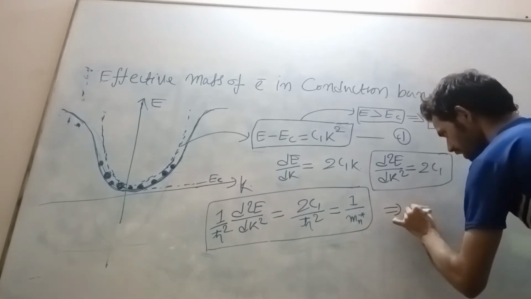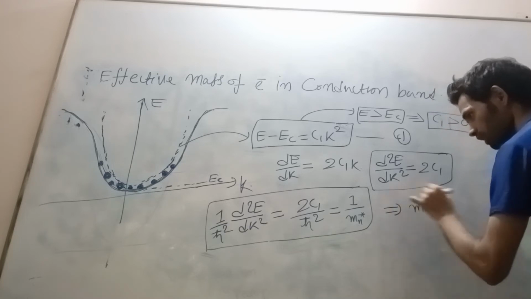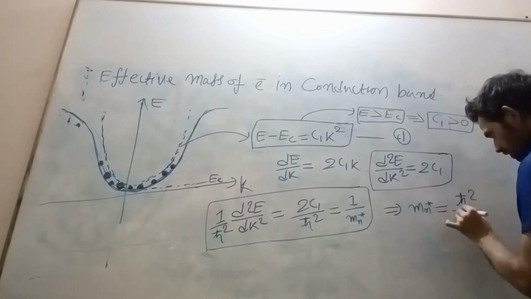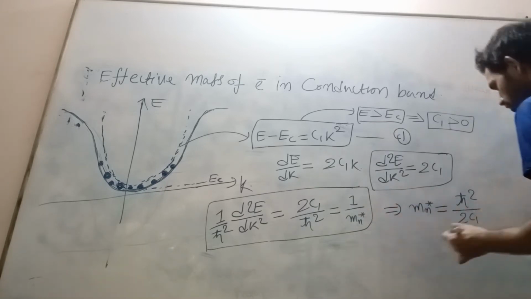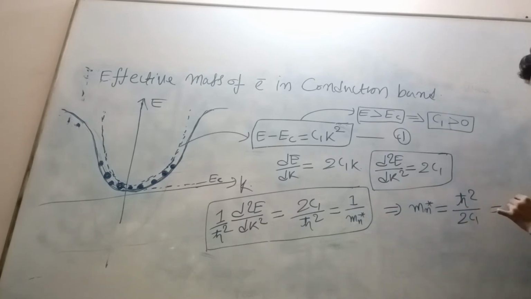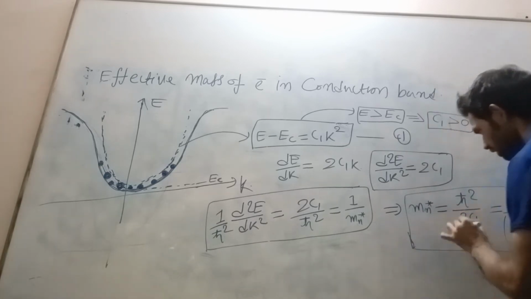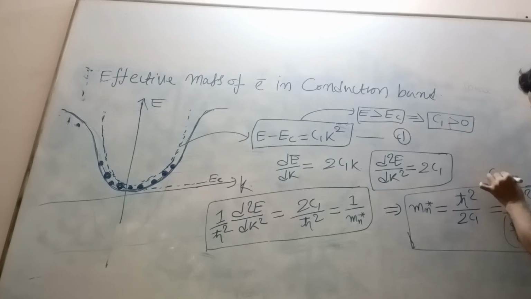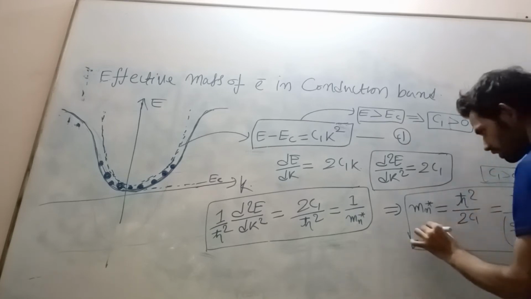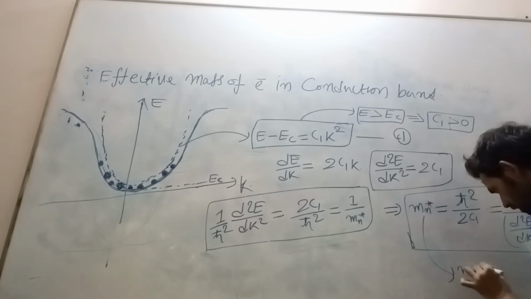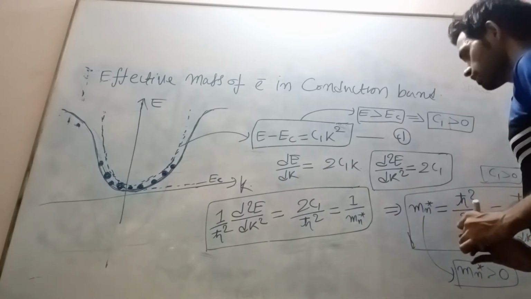From here, what can you write? mn* is equal to ħ²/2C1, or you can write it as ħ² divided by d²E/dk². So this is my effective mass in the conduction band. This C1 is greater than 0, meaning it is positive. Then this means the effective mass of electron in the conduction band is positive.